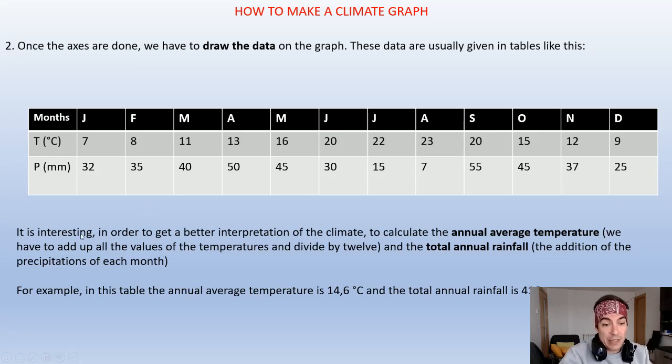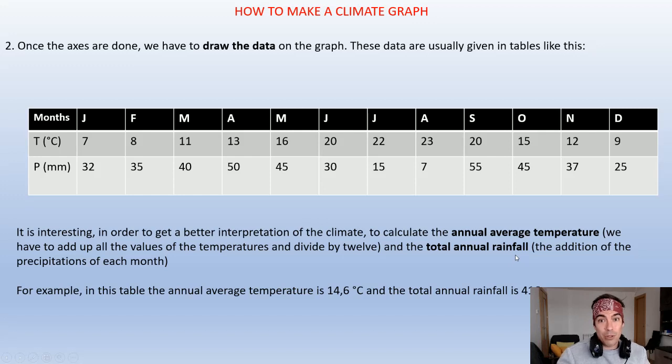Before this, in order to get a better interpretation of the climate, it is interesting to calculate the annual average temperature. How do we do this? We have to add up all these values and then divide it by 12. So we get an average annual temperature of 14.66 degrees centigrade.